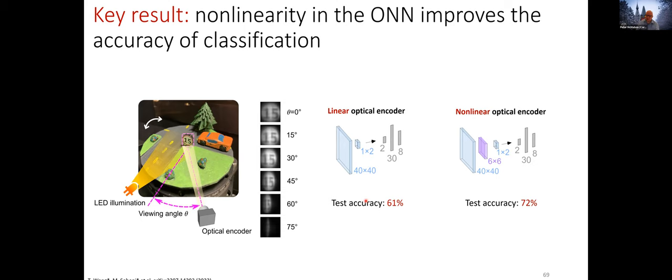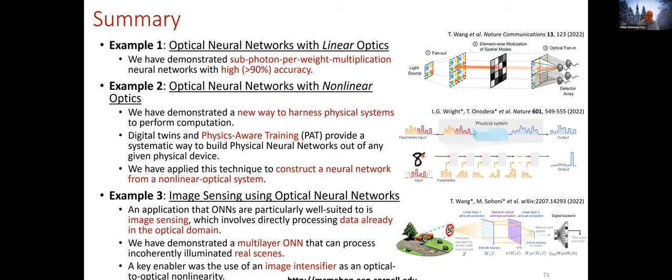So with that, I'll flash up the summary. I've shown you 3 examples of different ways you can build optical neural networks using linear and nonlinear optics, as well as how you can try to process optical data so that you can eliminate at least one of the electronics to optical bottlenecks that come up. So with that, thank you very much for your attention, and I'm happy to take any questions that anyone might have.